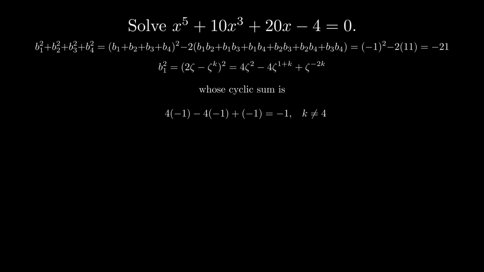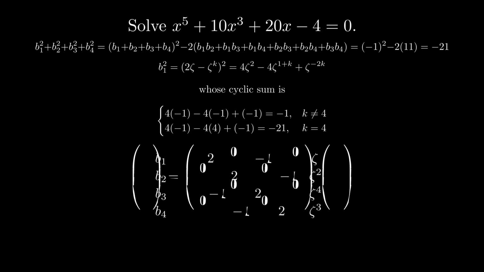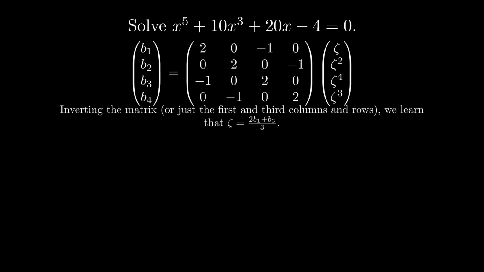That gives a sum of -1. But on the other hand, if k equals 4, the middle power of zeta equals 1, so the cyclic sum is actually 4. That does check out, and so b1 equals 2 zeta minus zeta to the fourth. Applying rho 3 times gives values for the other 3 b's. And so solving for zeta in this matrix equation, we get zeta equals 2b1 plus b3 over 3.